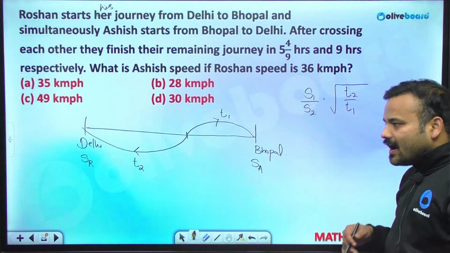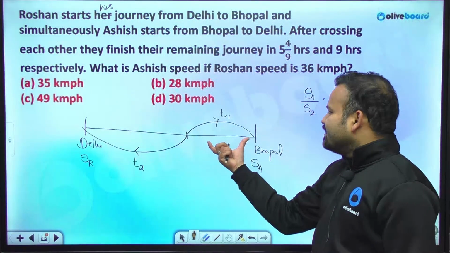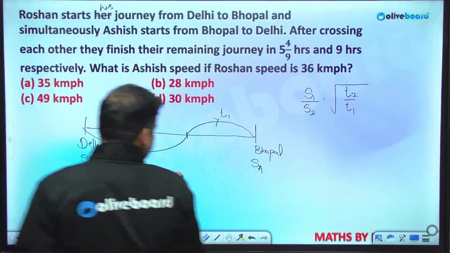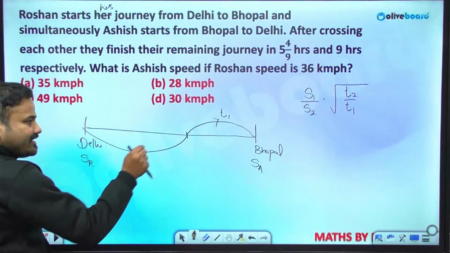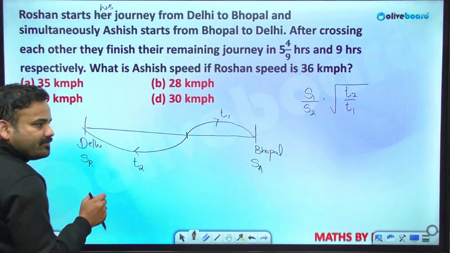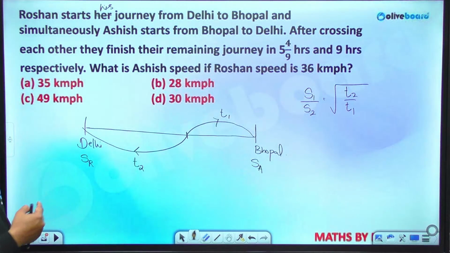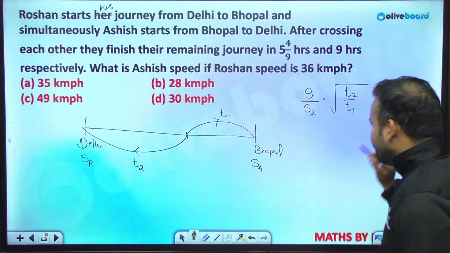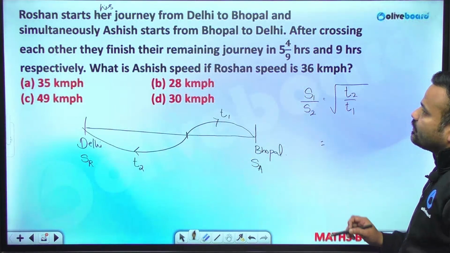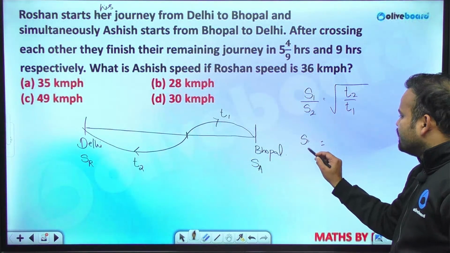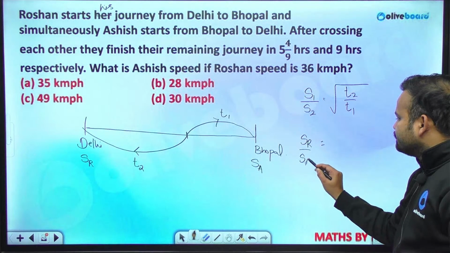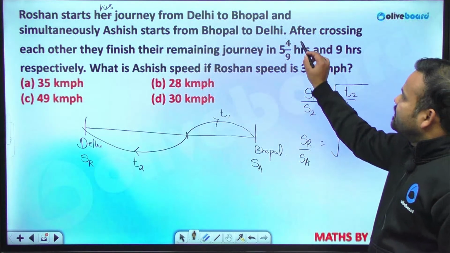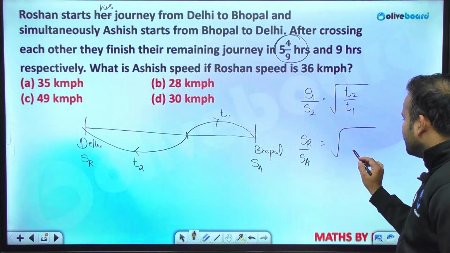How did you get this? This length of journey is SR into T1. This length of the journey is SA into T2. The entire journey is the addition of both. From there we get the expression S1 by S2 equals under root T2 by T1. The first person was Roshan and the second person was Ashish. So the first time is the time taken by Roshan, and it will come over here.